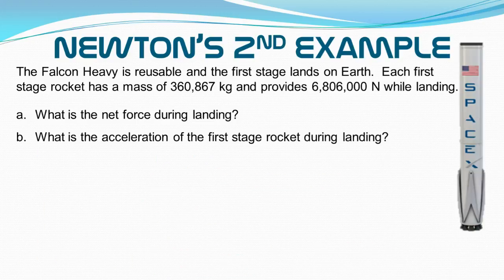On your own, try to complete this problem. The Falcon Heavy is reusable. The first stage of the rocket lands on Earth. Each first stage has a mass of 360,867 kilograms and provides 6,806,000 newtons while landing. What is the net force during landing? What is the acceleration of the first stage rocket during landing?